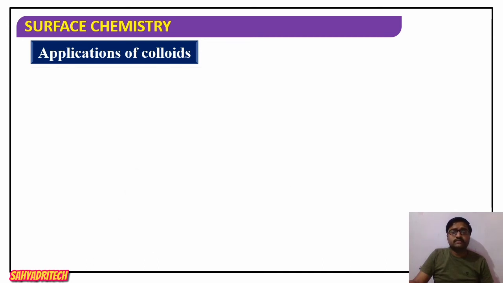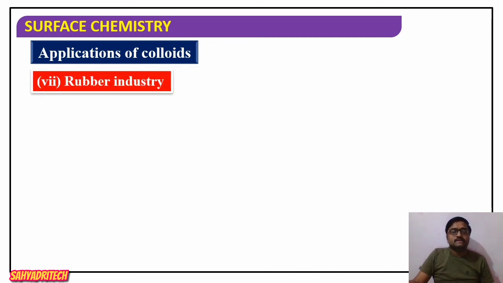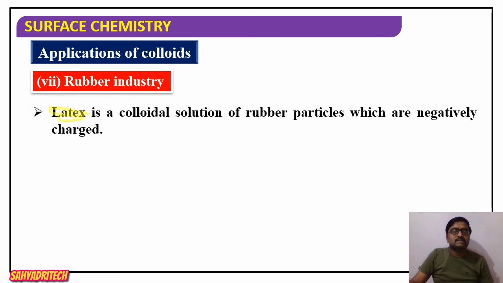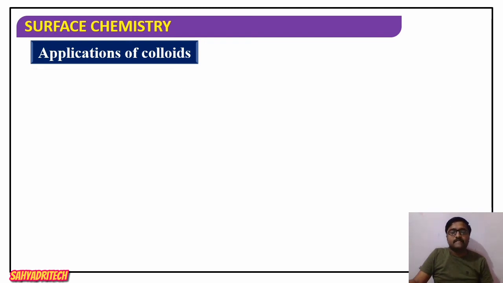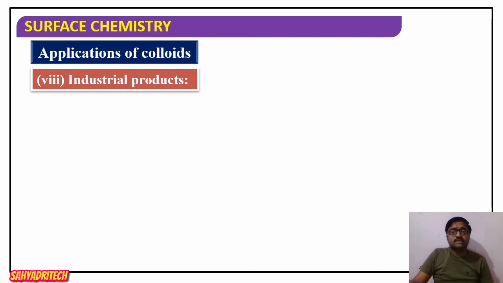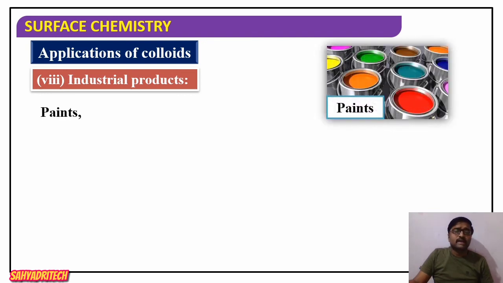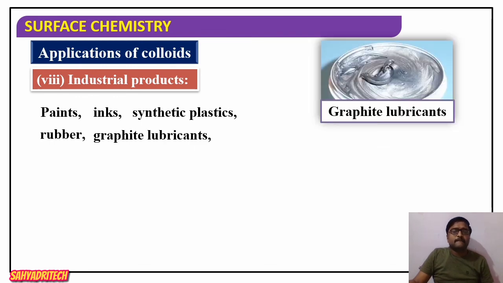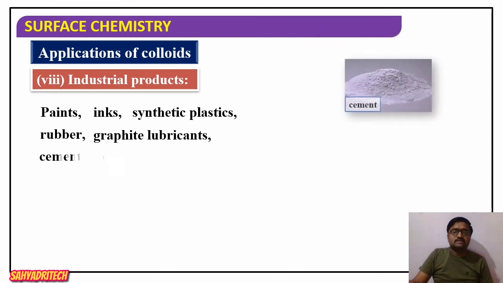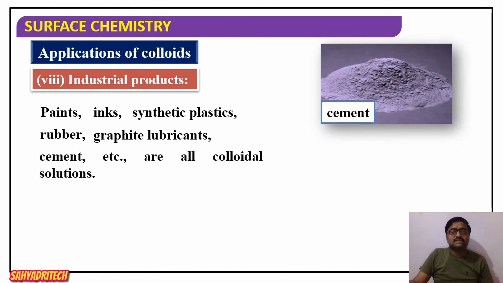Even in the rubber industry, a well-known example is latex. Latex is a colloidal solution of rubber particles which are negatively charged, and coagulation of latex gives rubber. Next, various industrial products like paints, ink, synthetic plastics, rubber, graphite lubricants, cements, etc. are all colloidal solutions themselves.